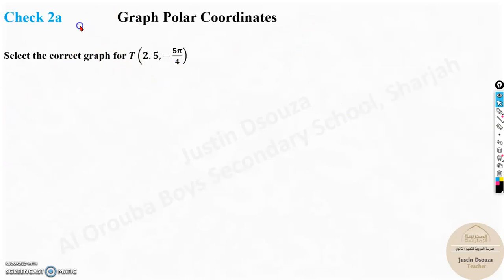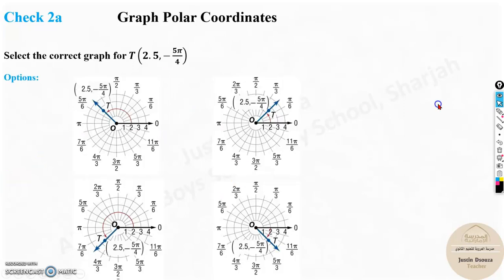Now, let's do 2 checks for these. So check 2A. That is over here. Take time, pause the video and solve it. There are options for these. Okay, there are 4 options. Try to solve it by yourself. Now, I hope you have tried it by pausing the video.